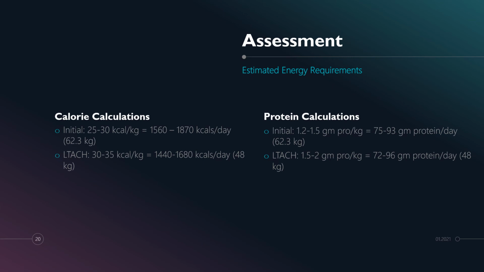Again, her initial protein calculations were 1.2 to 1.5 grams of protein per kilogram. This was about 75 to 93 grams of protein a day, and at LTAC it was 1.5 to 2 grams of protein per kilogram, which was 72 to 96 grams of protein a day. So not a huge difference as far as estimated energy requirements for her hospitalization.